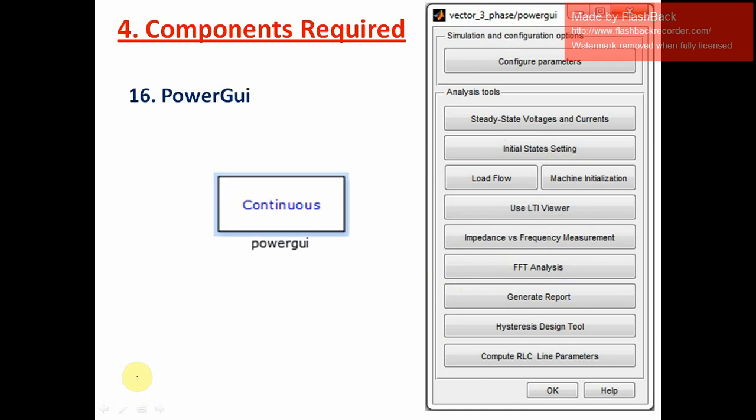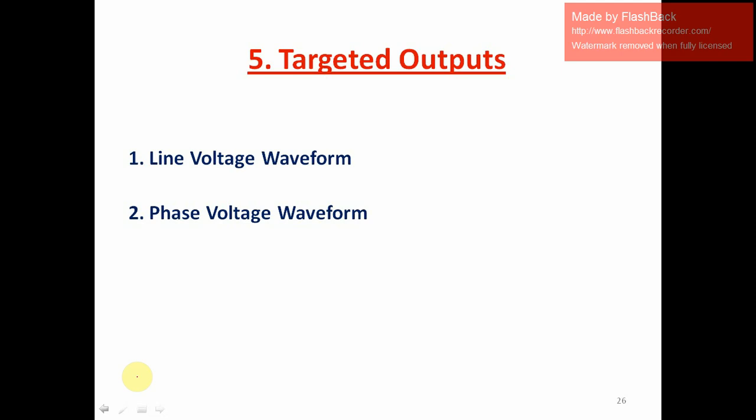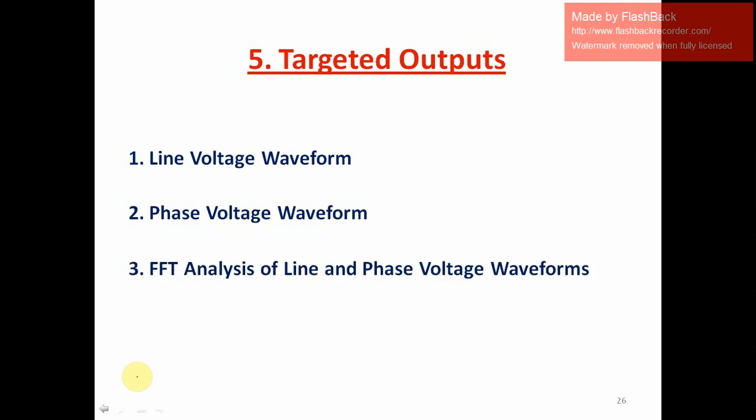So these are the 16 components, and we have already seen the Simulink model also. So get ready for the tutorial on the MATLAB. We are going to use these 16 components to prepare our Simulink model, and after preparing the model, we are going to target these outputs. What are these outputs? The line voltage waveform, the phase voltage waveform, and then we are going to get the FFT analysis of the line and phase voltage waveforms.